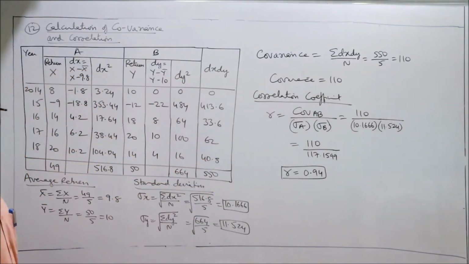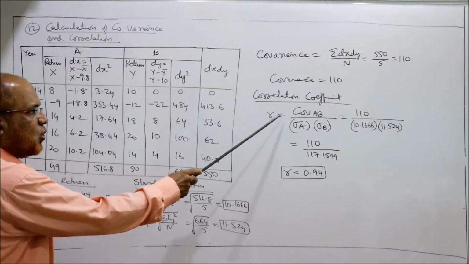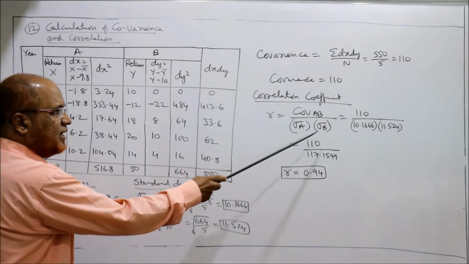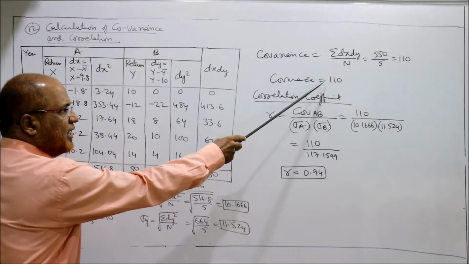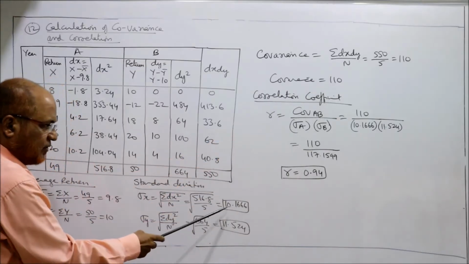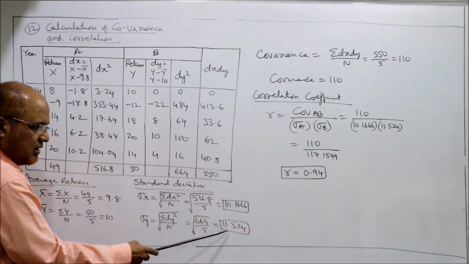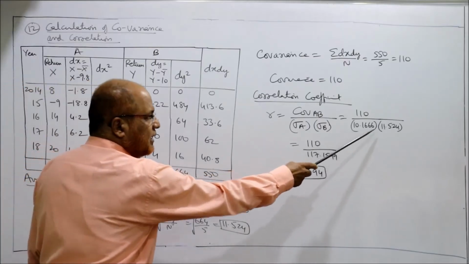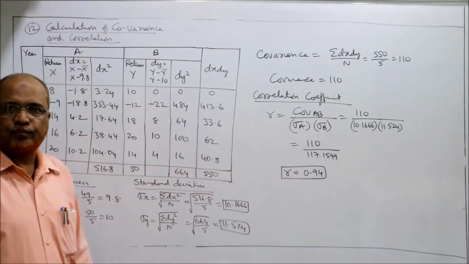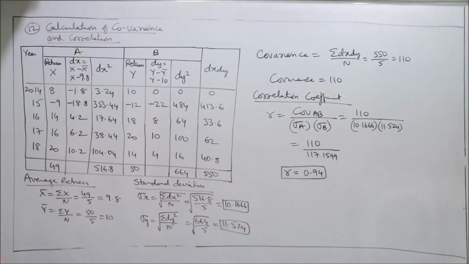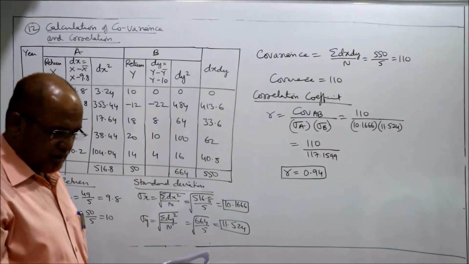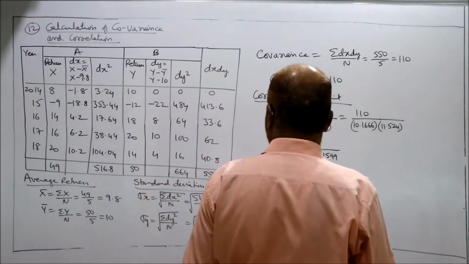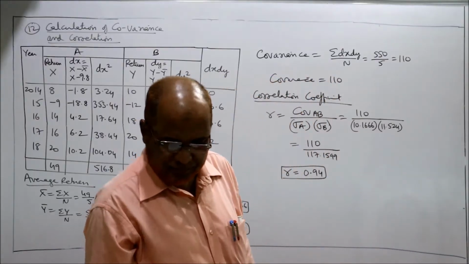Then correlation coefficient. The formula is covariance divided by standard deviation of A into standard deviation of B. So covariance we got 110, standard deviation we got 10.1666, 11.524. दोनों को multiply कर लो, we'll get the R value. In this way we calculate covariance and correlation. So 11th problem and 12th problem are exactly similar, only figures are different. Right? Now we'll start the 13th problem.